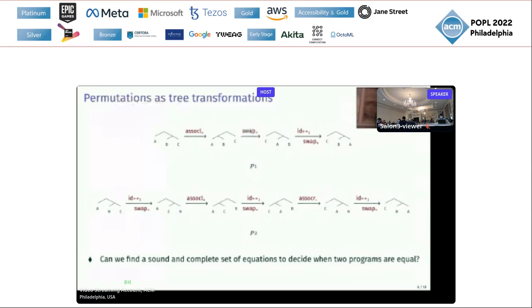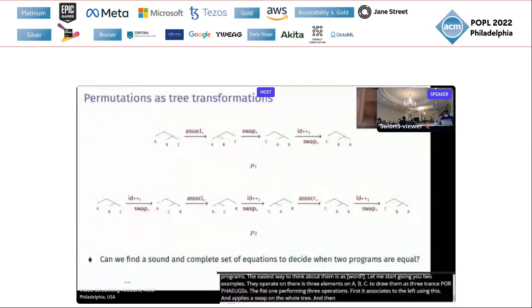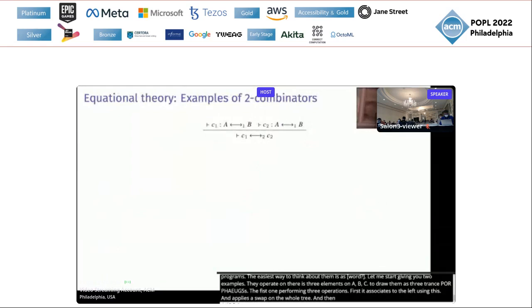Okay, so getting back to the original problem, we have these programs P1 and P2, and we want to find an equational theory for this language, which lets us decide program equivalence syntactically. And we want to show that these are sound and complete. Okay, so how do you design an equational theory for this combinator language?